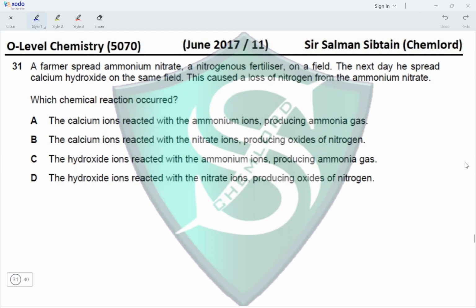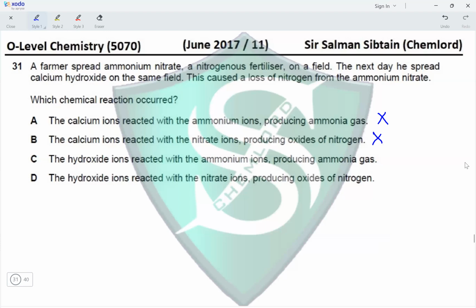Which chemical reaction occurred? The calcium ions reacted with the ammonium ions producing ammonia gas? No, both cations will not be reacting with each other. The calcium ions reacted with the nitrate ions producing oxides of nitrogen? If calcium reacted with nitrate ions, then calcium nitrate would have been produced, not oxides of nitrogen.